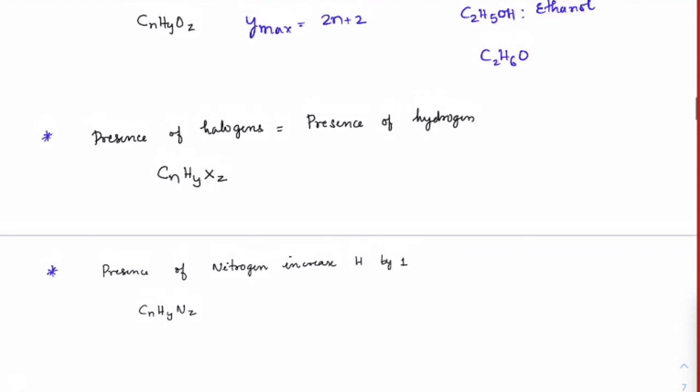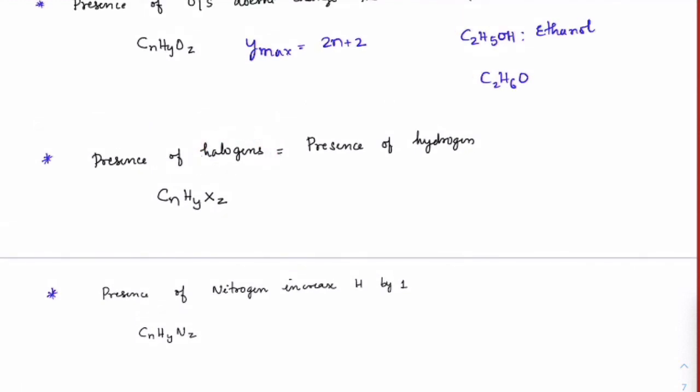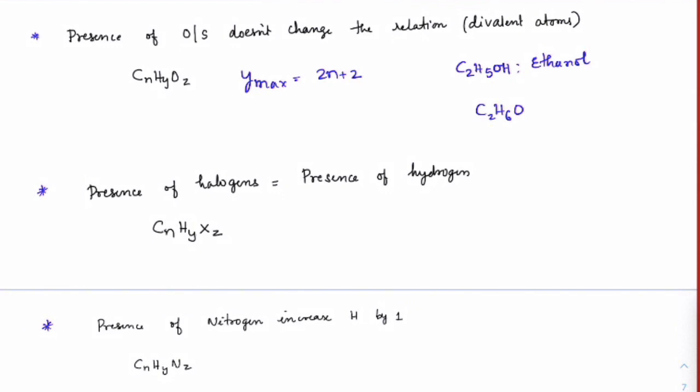Next, in case there is a presence of halogens, as in fluorine, chlorine, bromine or iodine, any of these elements present.